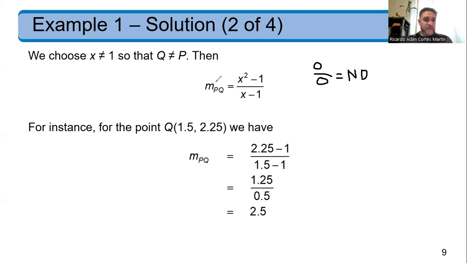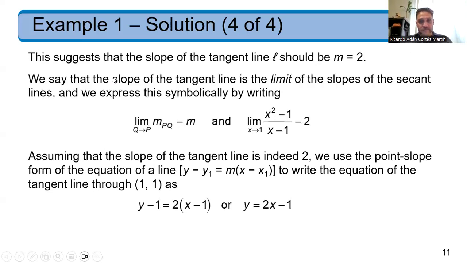So remember, 0 over 0 means that there is a number, then when you multiply it by 0, it gives you 0. Okay, so which number could be that? Well, it could be any number. Okay, so the value of 0 over 0 is not defined. So that's why we don't use it.